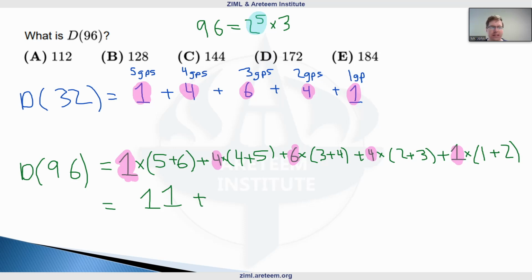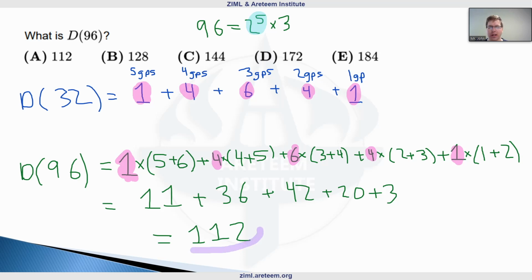We have 4 times 9, so that is 36. We have 6 times 7, so that is 42. We have 4 times 5, so 20, and 1 times 3, so 3. And if you add everything up, you will get 112, so that is answer choice A, right? So always at the end, we have to hold our breath a little bit, make sure we got one of the answer choices, and we did. We got answer choice A here, our answer of 112.